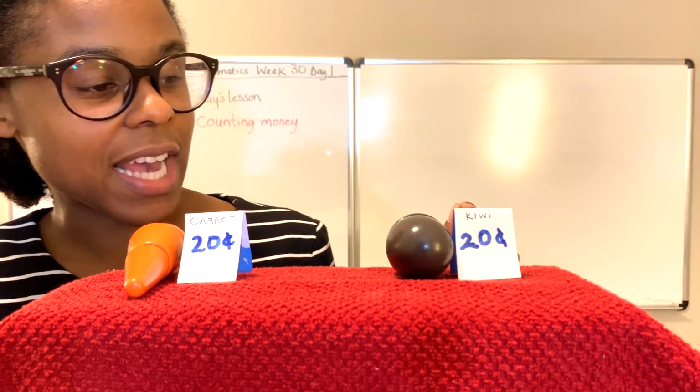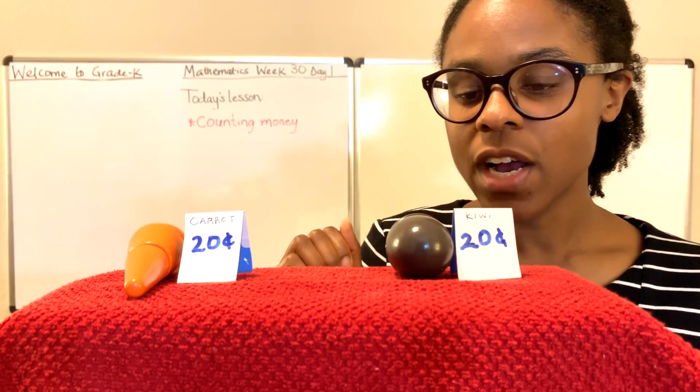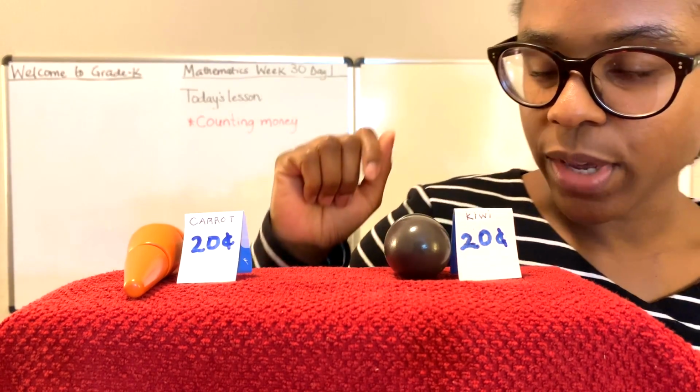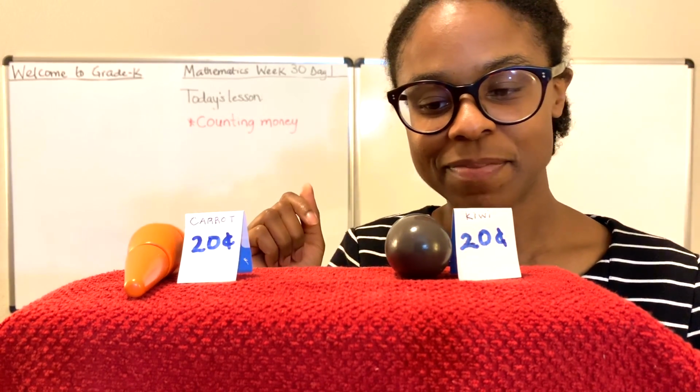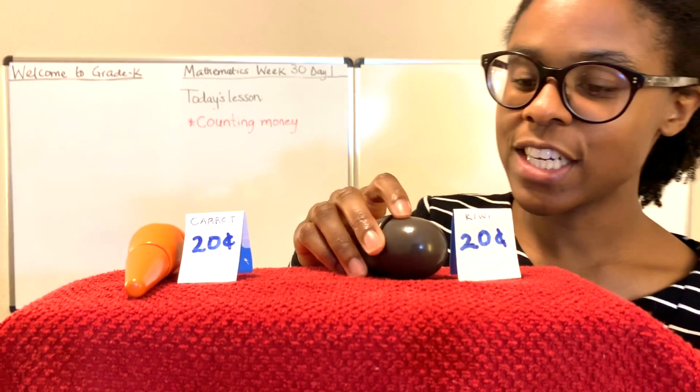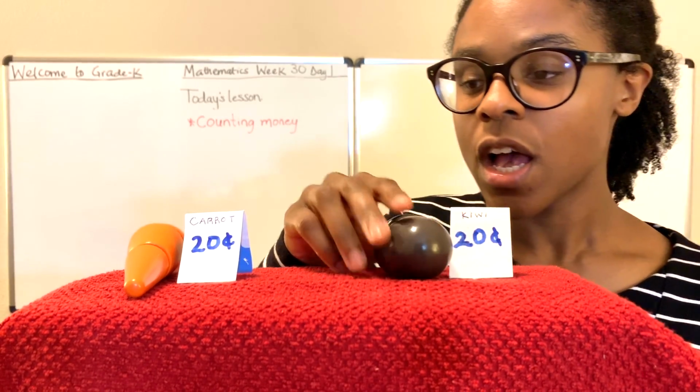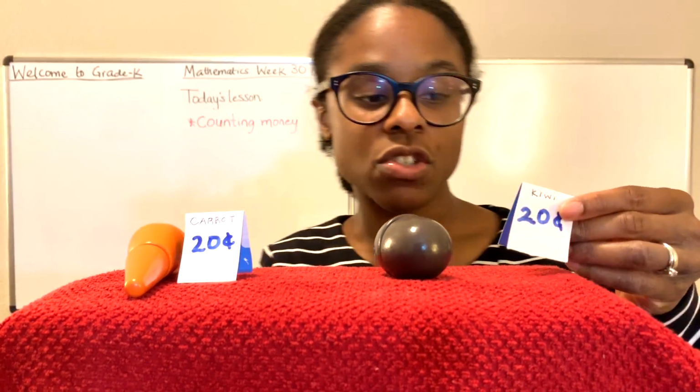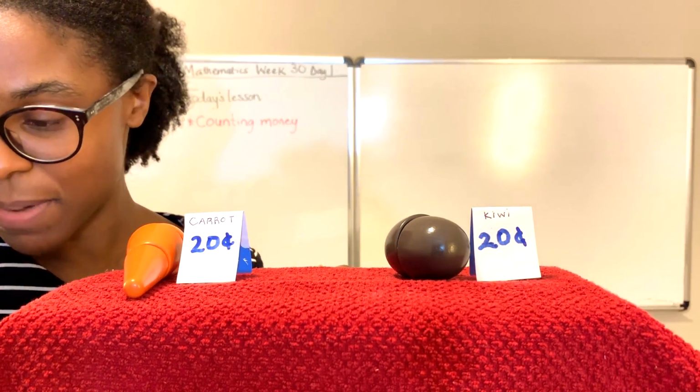As the buyer, I'd like to have a kiwi, please. And then, yeah, sure, here's the kiwi. You can have a kiwi. But it's going to cost you 20 cents. Okay, I'll be more than happy to buy my kiwi.